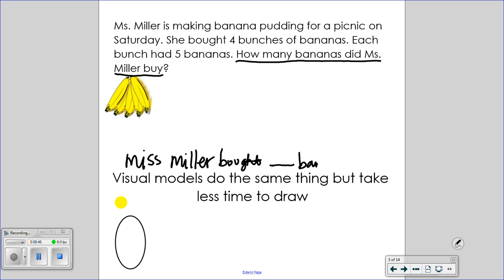Miss Miller bought blank bananas. That's my answer sentence. I need to count bananas.